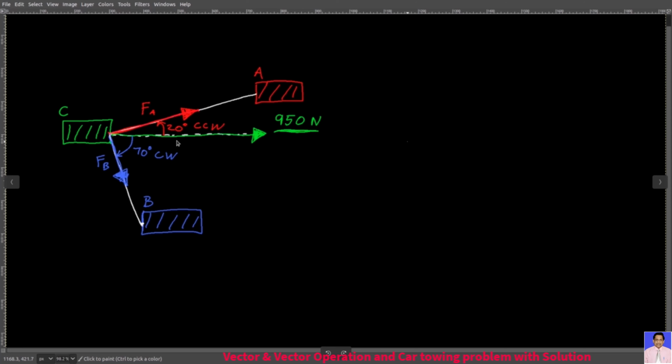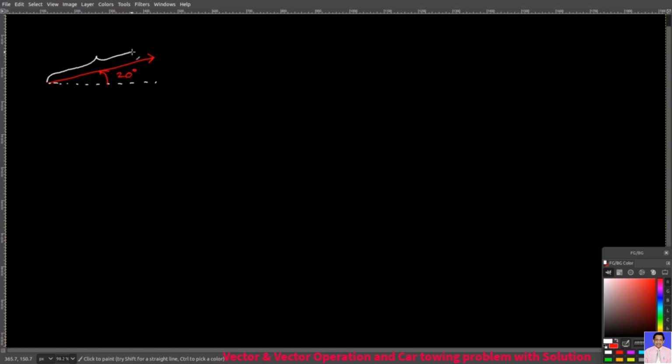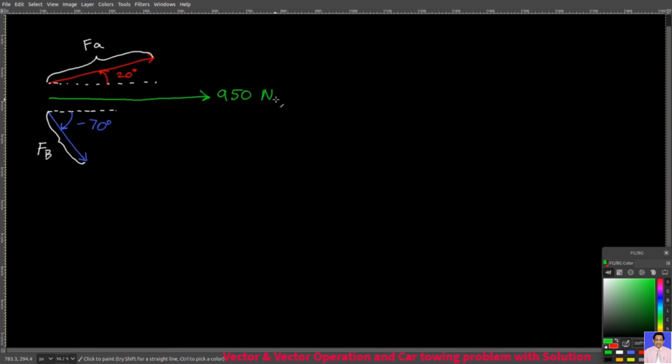And we know that their directions are 20 degrees counterclockwise and 70 degrees clockwise respectively. We also know that in total, car C needs to experience 950 newtons of force along the straight road. In order to make that happen, we need to find the vector magnitudes Fa and Fb. In other words, these two vectors have to produce 950 newtons in this direction.